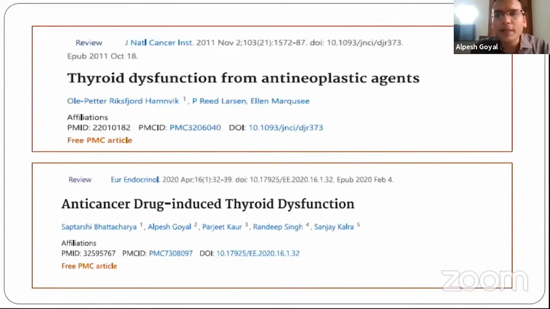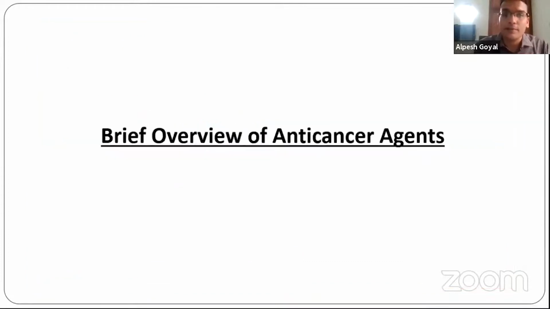And so much of my talk will be based on review articles, and these are two good reviews. The first one was published in the year 2011, and the second one was published recently. Dr. Bhattacharya, who is on the panel, was first author on this review paper. And this review integrates data from various case reports, case series, retrospective reviews, and small prospective studies which have been done till date on anti-cancer drug-induced thyroid dysfunction.